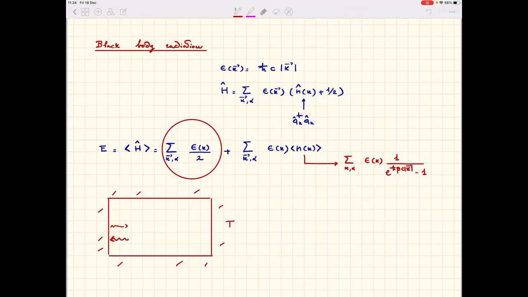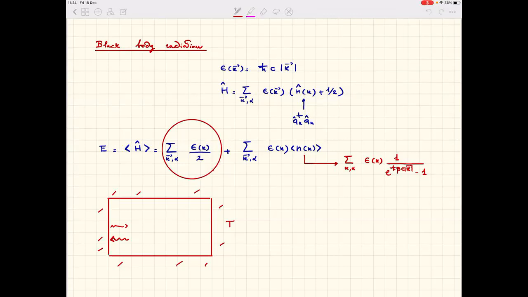The peculiarity is due to the fact that here we are trying to describe this phenomenon from a quantum mechanical perspective, in which the carriers of electromagnetic energy are particles called photons. All right.